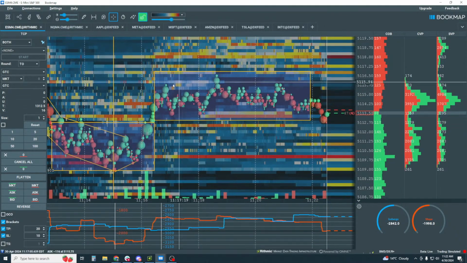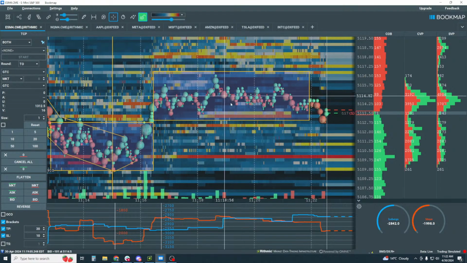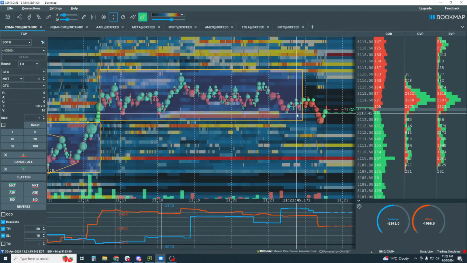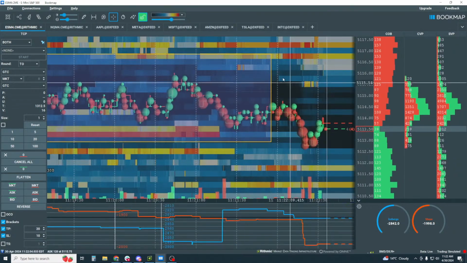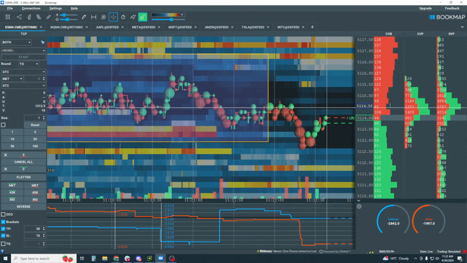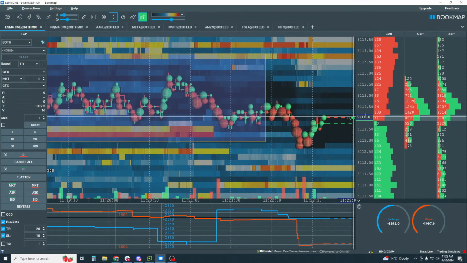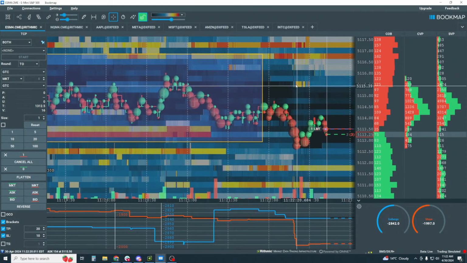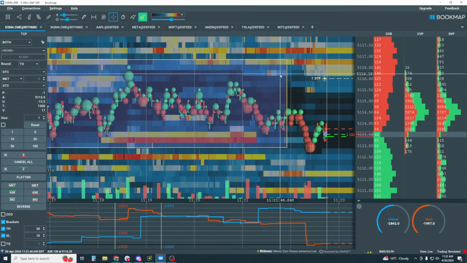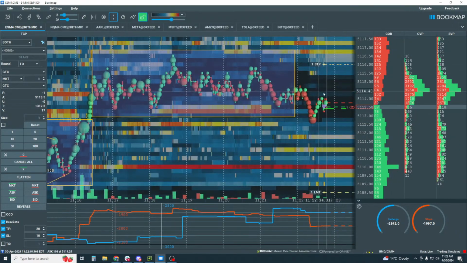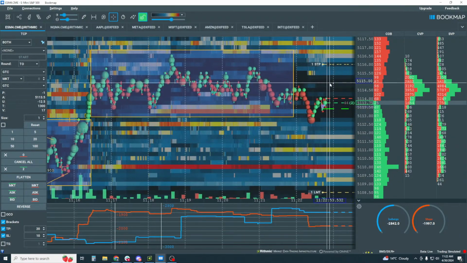Okay, so sellers are trying to maybe move it away from this zone in here. Let's see. Okay, here comes our pullback. Now you can look at a small high volume node in here as well. And there you go, something like that. Okay, so now again, not a trade recommendation.